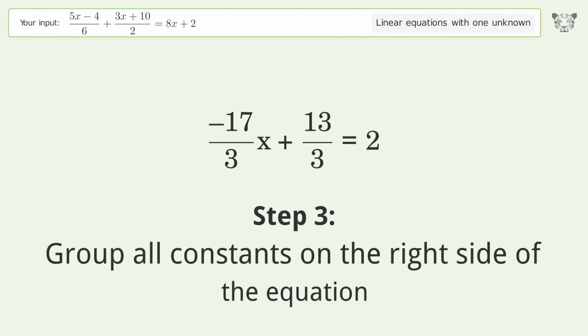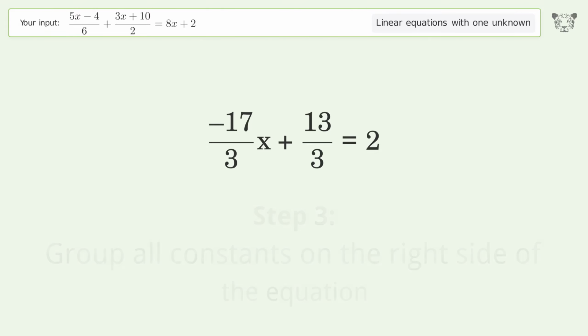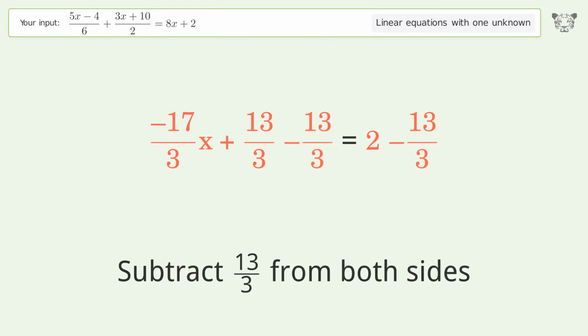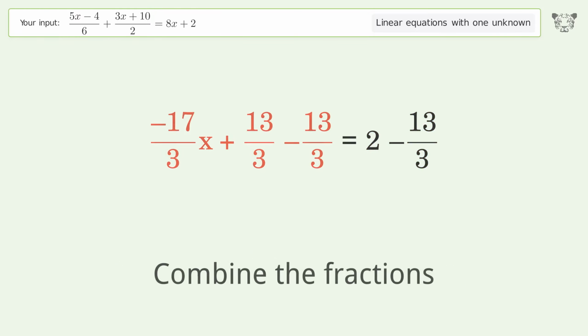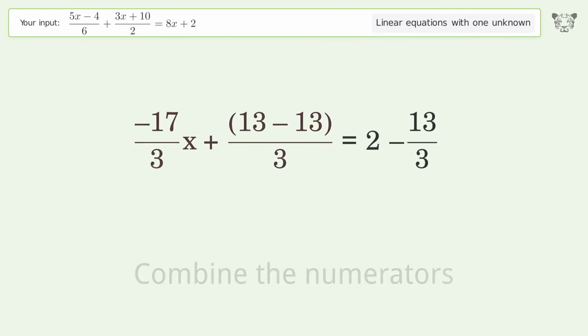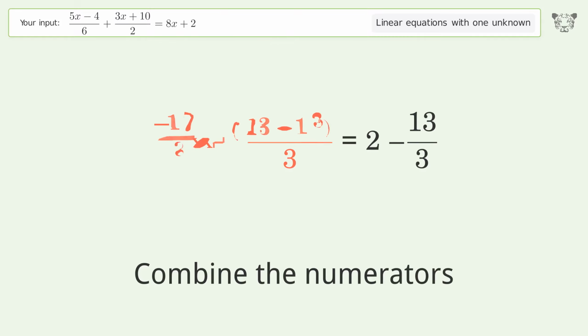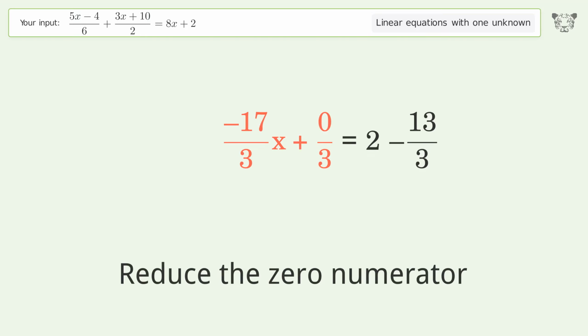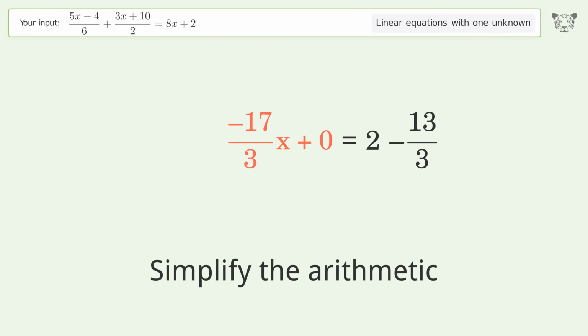Group all constants on the right side of the equation. Subtract 13/3 from both sides. Combine the fractions. Combine the numerators. Reduce the zero numerator. Simplify the arithmetic.